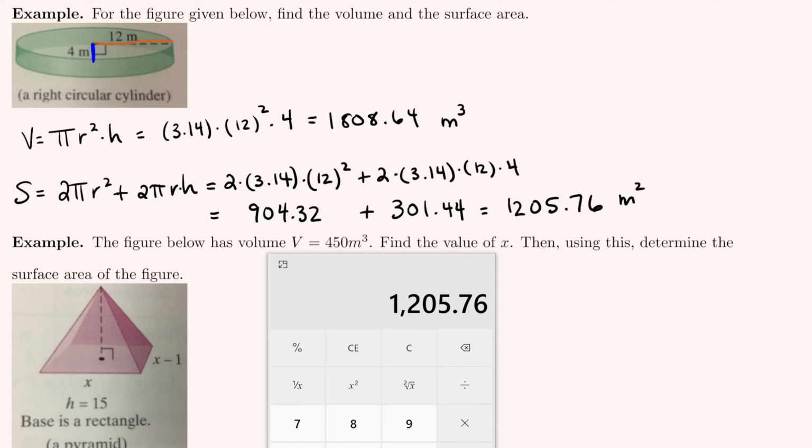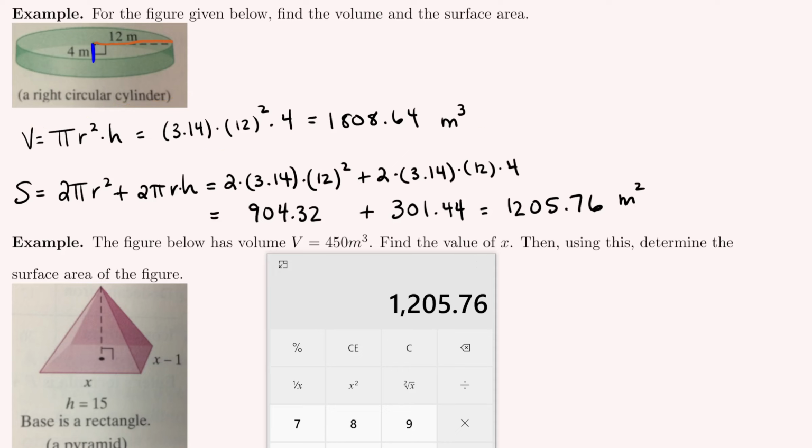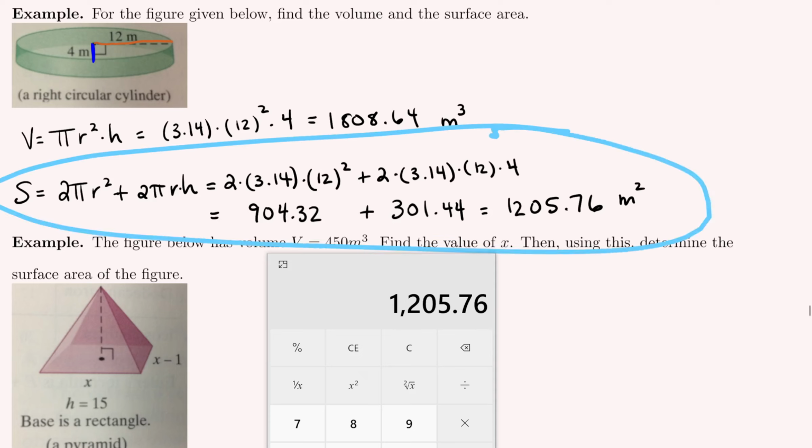Area is units squared. Now just for practice, if we were figuring out how much material this can could hold, would that be a volume or a surface area? So how much material can the can hold? That would be a volume. This can hold exactly 1808.64 meters cubed of material. If instead I ask the question, how much material would it take to construct the can? So how much tin would we need? That would be exactly the surface area, 1205.76 meters squared of material.